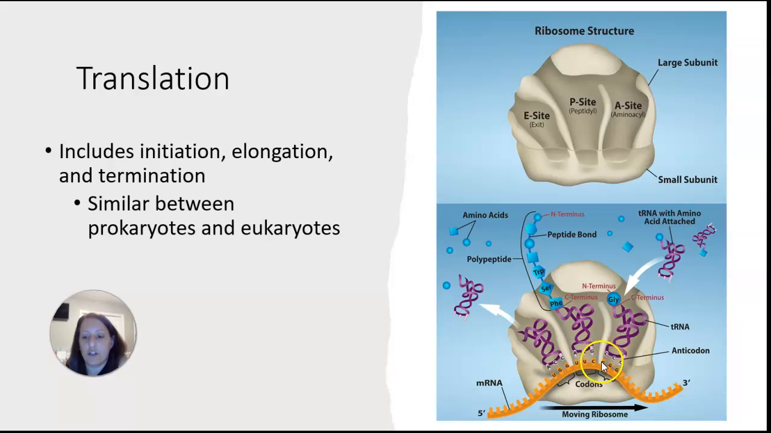Now the codon GGG, if you flip back in your previous chapter notes and find your genetic code table, GGG codes for glycine. And so the ribosome is going to bring in the right tRNA, that has the complementary anticodon, carrying the right amino acid according to the message into the A site.